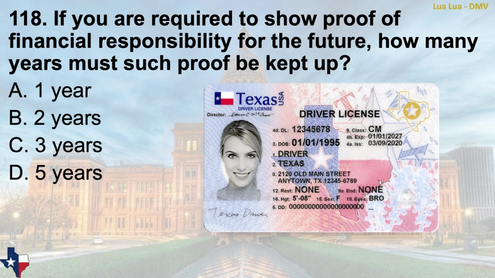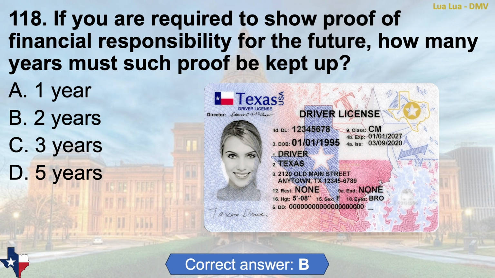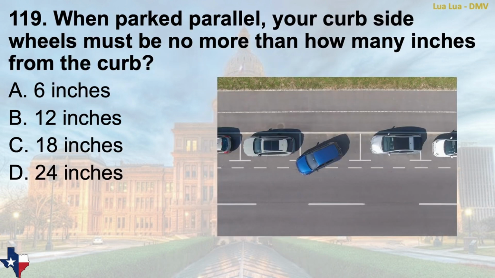Question 118. If you are required to show proof of financial responsibility for the future, how many years must such proof be kept up? A. 1 year. B. 2 years. C. 3 years. D. 5 years. The correct answer is B. 2 years.